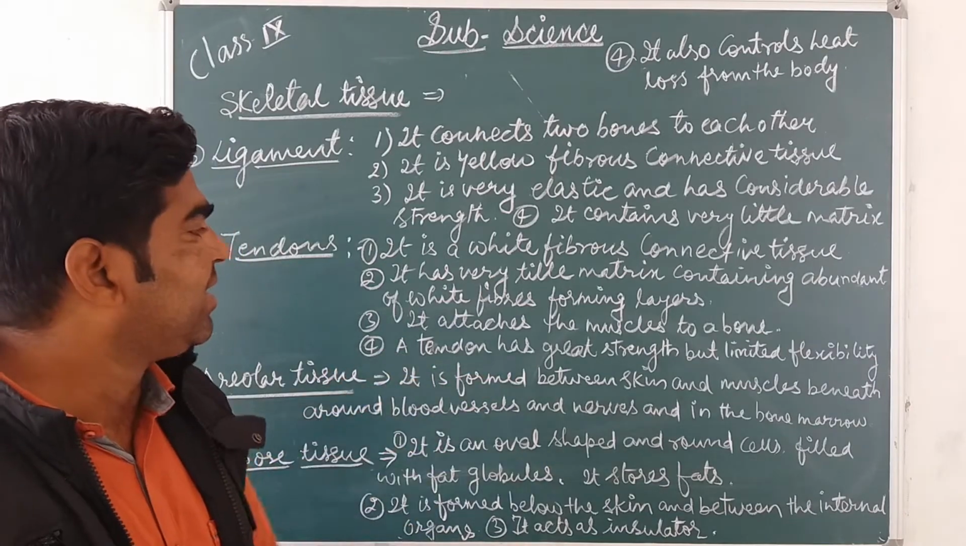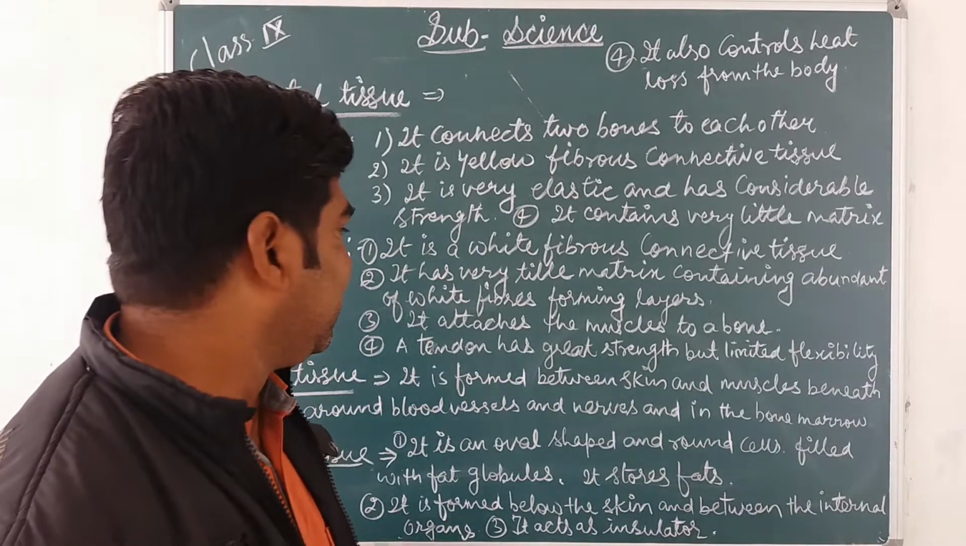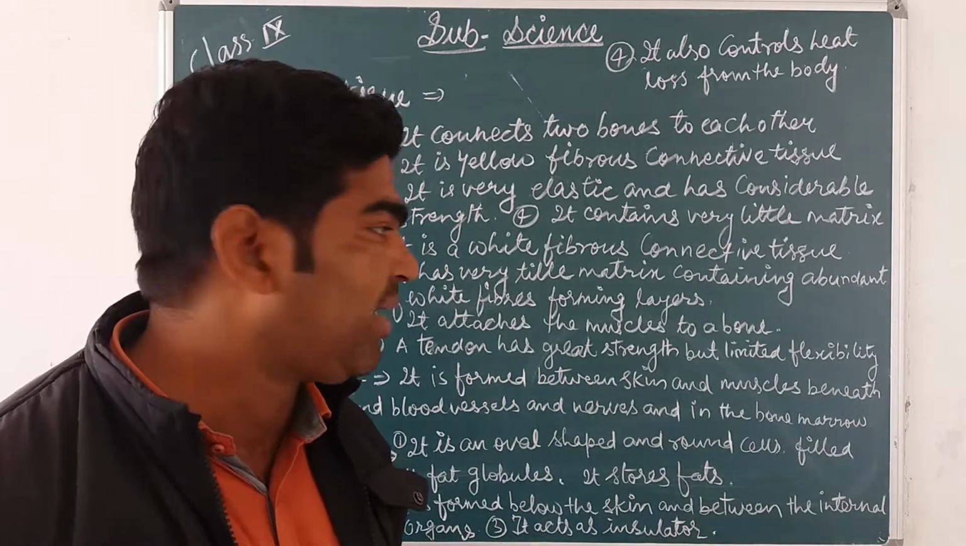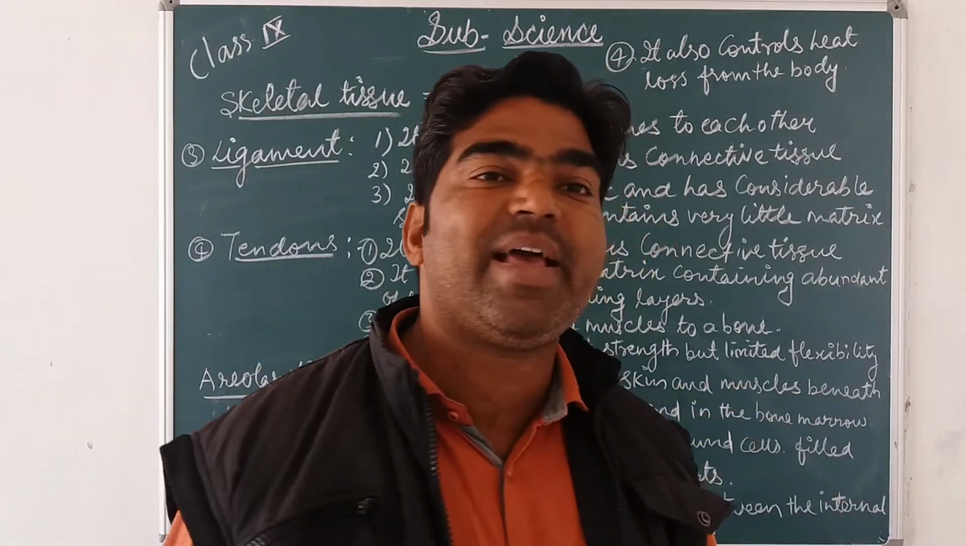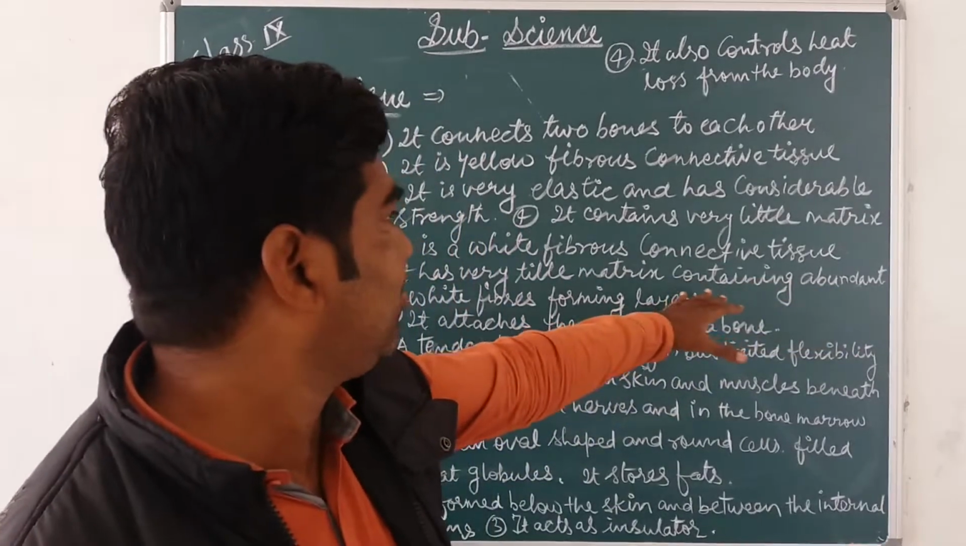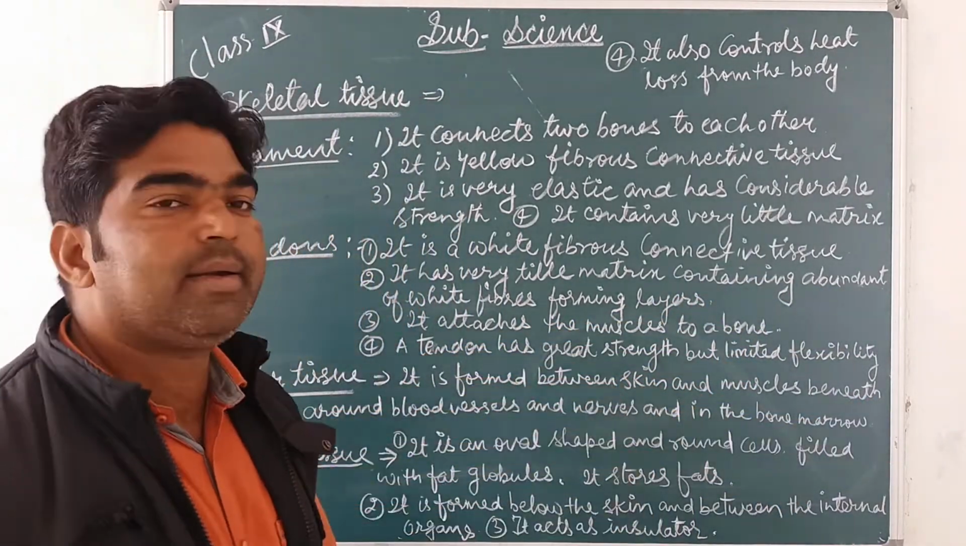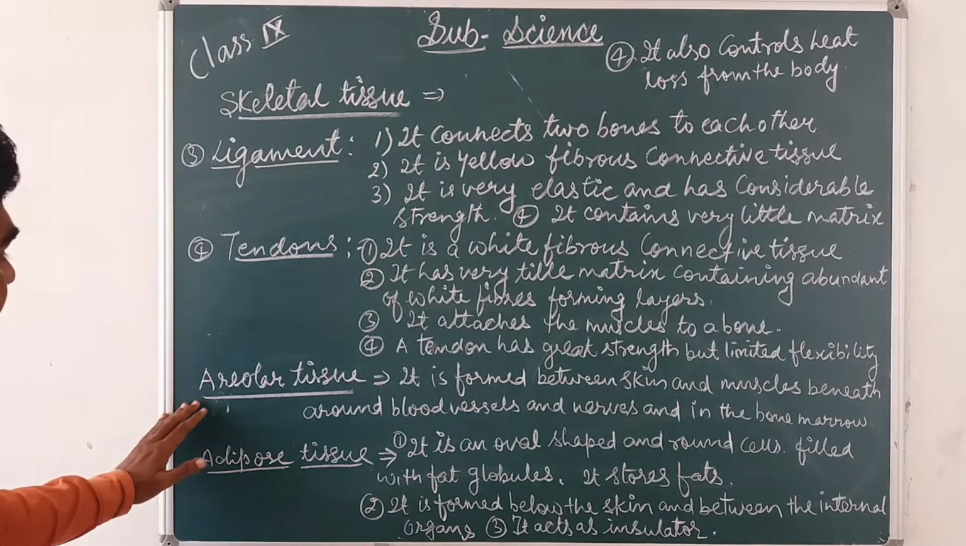A tendon has great strength but limited flexibility. है ना, इसमें elasticity होती है, but इसमें limited flexibility होती है, but it shows greater strength. Next type of tissue is alveolar tissue.